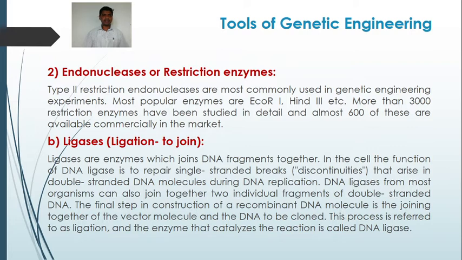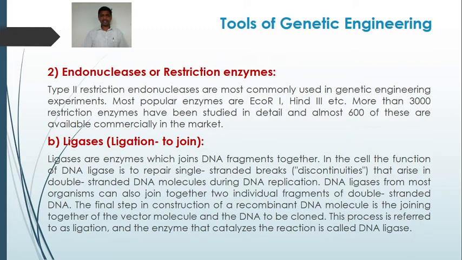The final step in the construction of a recombinant DNA molecule is the joining together of the vector molecule and the DNA to be cloned. This process is referred to as ligation, and the enzyme that catalyzes the reaction is called DNA ligase. So during the construction of the recombinant DNA molecule, why is it recombinant DNA? Because it possesses DNA from two different sources.